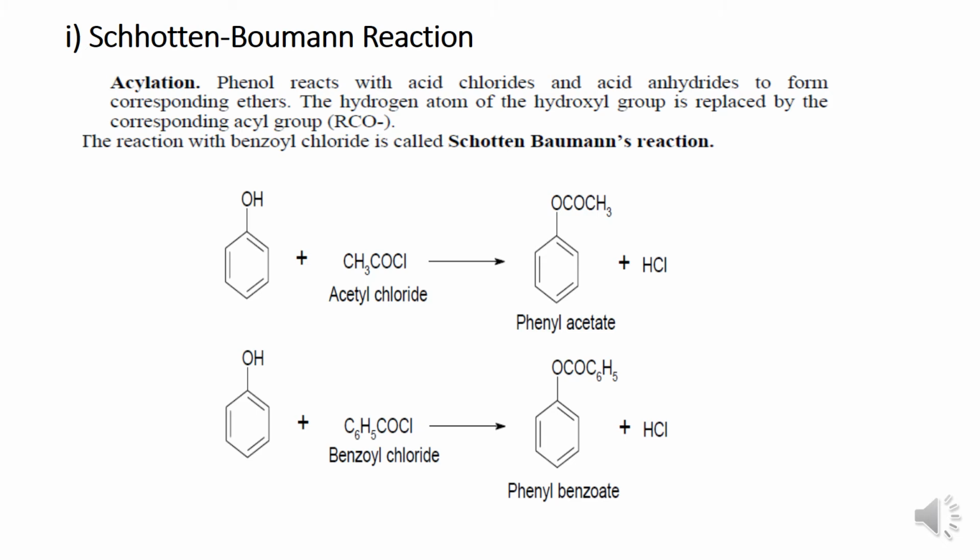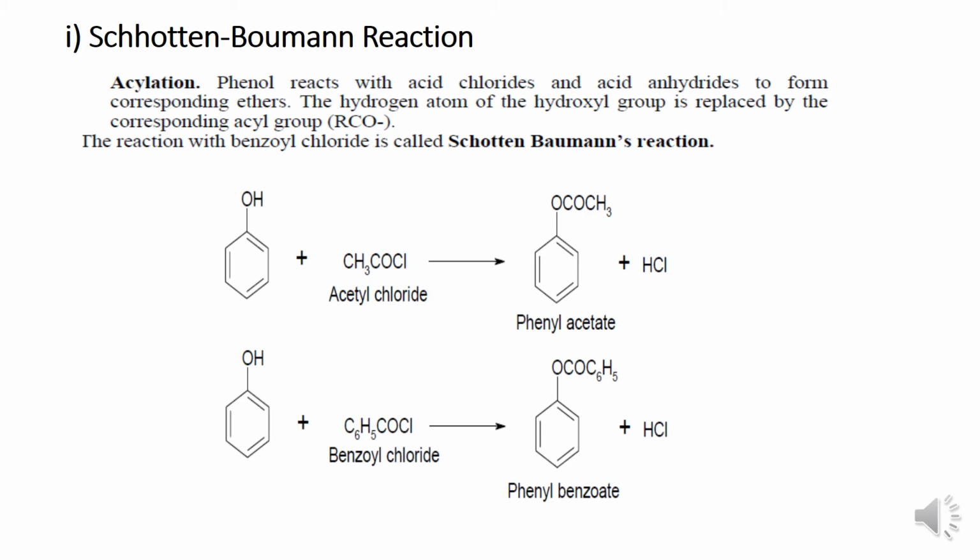Okay. Now let us move on to the Schotten-Bowman reactions. Schotten-Bowman reaction is an acylation reaction. Acylation means addition of the COCH3 group. This could be done through acid chlorides.